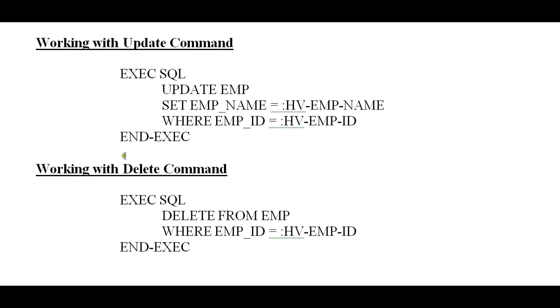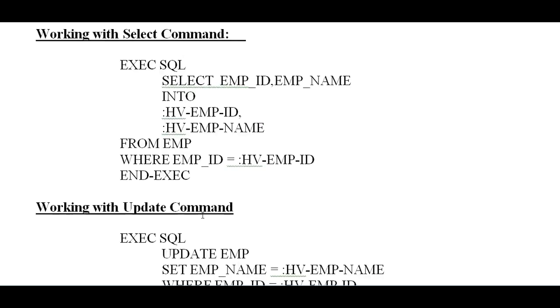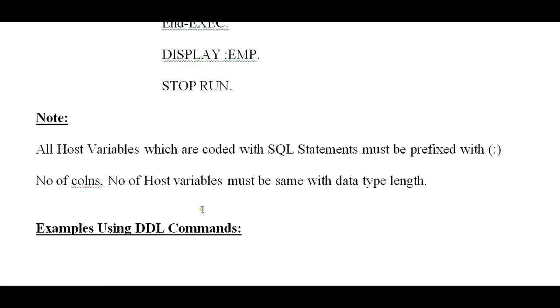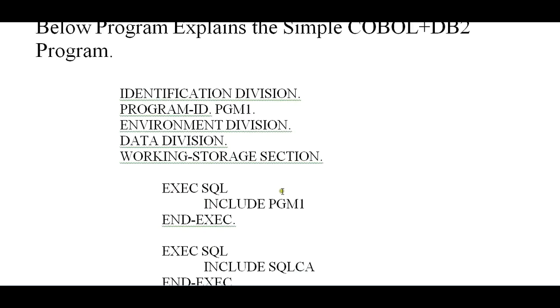In the same way, update table name, set EMP name. You can see one thing: the underscore is always referred to with a hyphen, so it is separating these. Then working with the delete command: delete from EMP where EMP ID is equal to EMP ID. So that's how the COBOL DB2 program works, and the importance of host variables, DCL gen, and working with these.